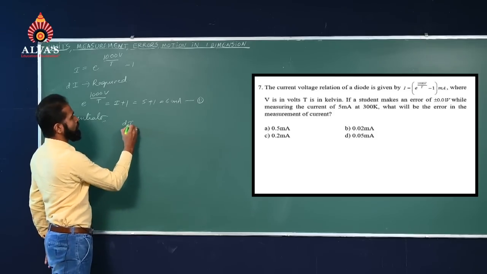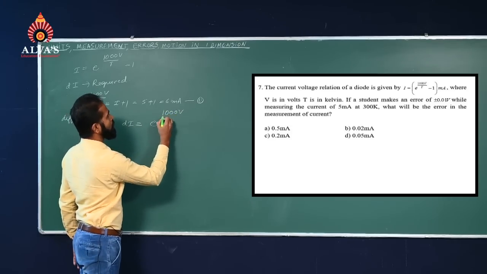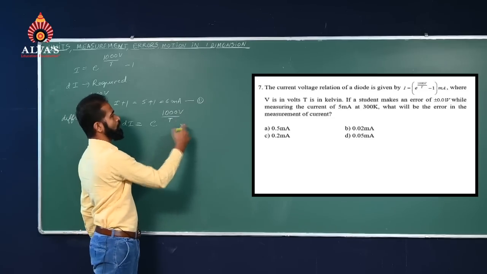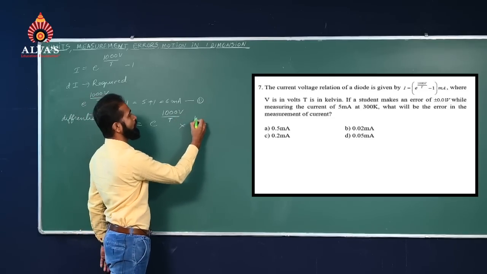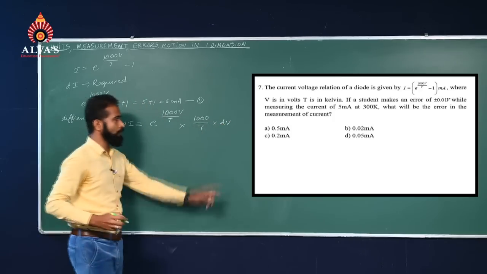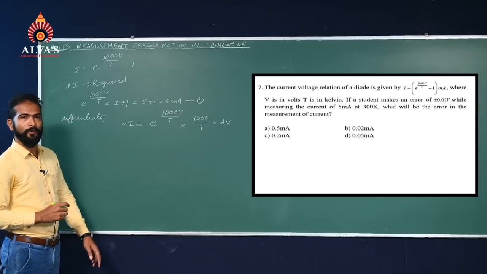So dI should be equal to e to the power 1000 V divided by T. Now using the chain rule, differentiate the power also with respect to V. That will give me 1000 divided by T into dV, where this dV is called the error in the measurement of voltage, that is given in the question as 0.01 volt.